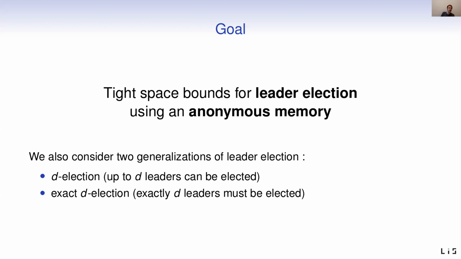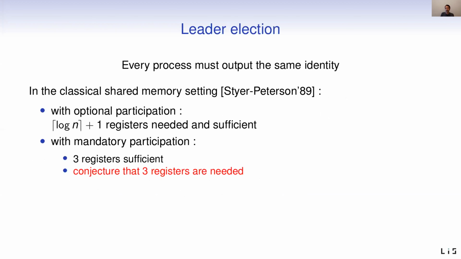And we also consider two generalizations of leader election, namely de-election, in which up to D leaders can be elected, and exact de-election, in which exactly D leaders must be elected. So in the leader election problem, every process must output the same identity, the identity of the leader.